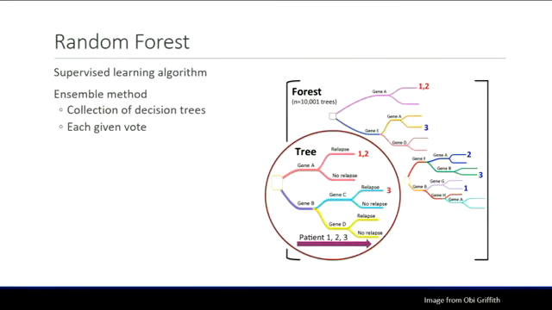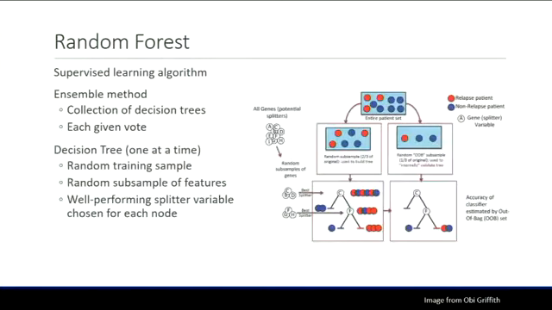Random forest is a supervised learning algorithm, and it's actually an ensemble method in that it involves a collection of decision trees in which each tree is given a vote in predicting the outcome for a particular observation. To build a random forest, we build a decision tree one at a time. In this particular example, this is the building of a decision tree, an arbitrary example where we're predicting relapse and non-relapse using gene expression data.